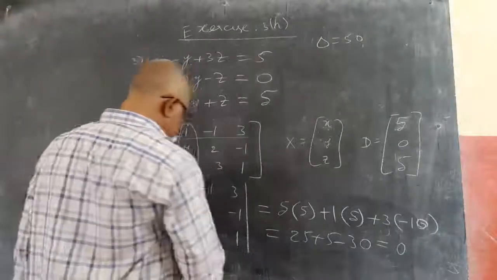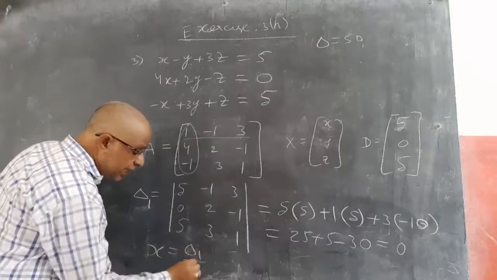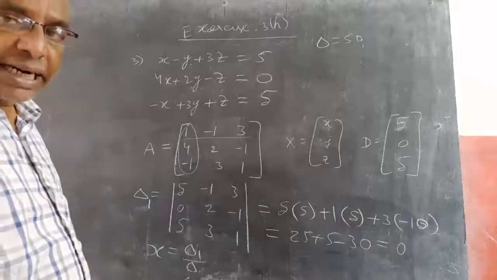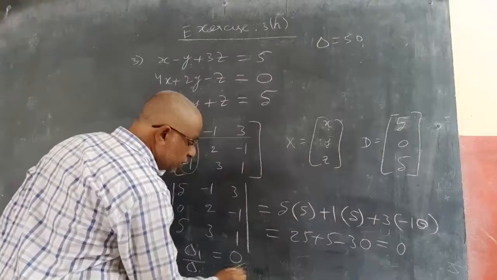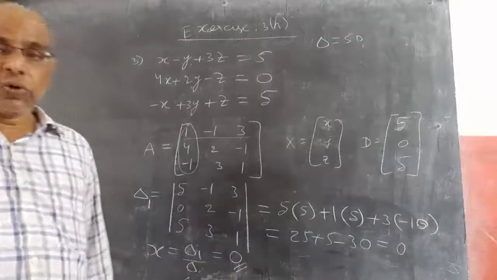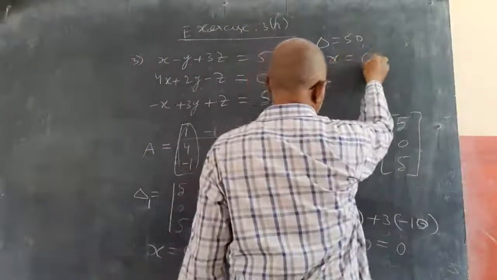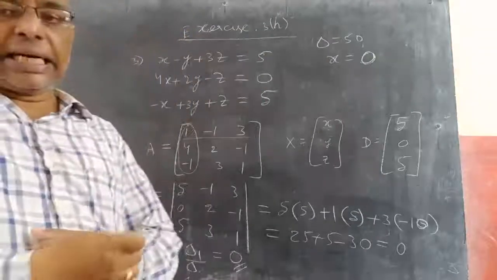Whenever delta 1 is 0, x equal to what did I tell? X equal to delta 1 by delta, which is nothing but 0 by 50. So x is 0 by 50, which is nothing but 0. So the x value I got is 0. X equal to 0.